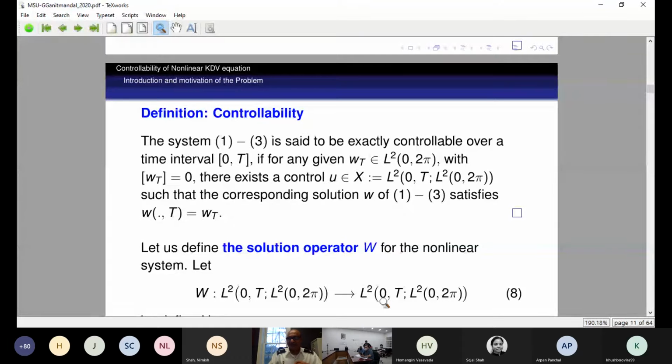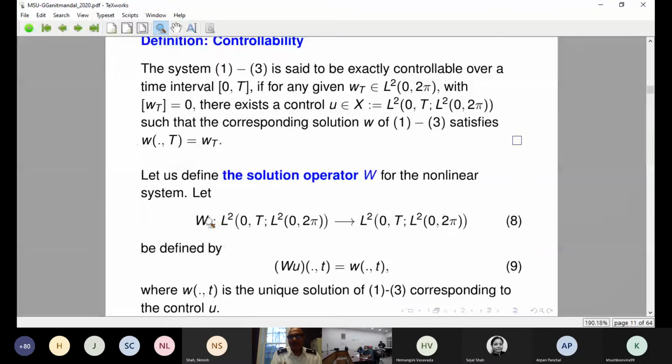So system 1, 2, 3 is said to be exactly controllable over an interval 0 to T if for any final desired state Wt in L2 with integral of Wt equal to 0, there exists a control U. We define the Hilbert space X equal to L2 like this, such that the corresponding solution W of 1, 2, 3 satisfies W(x,T) equal to Wt. That means we need to define one operator, a solution operator, I would say, from L2 to L2. So we define W(u)(x,T) equal to W(x,T), where this W(x,T) is nothing but the unique solution of the system corresponding to our control U.